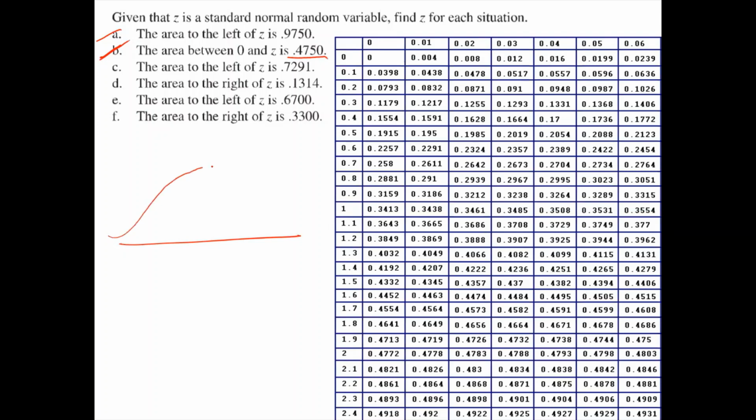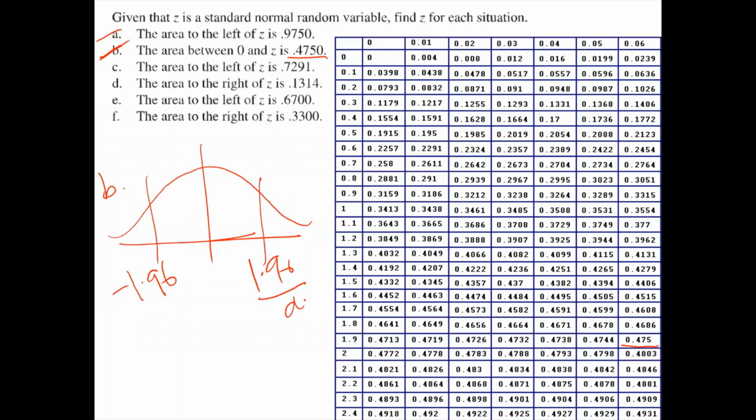So I always tell you to draw the curve first to solve the problem. So 0.4750 on both the sides, and 0.4750 is 1.96. So the answer for the second is 1.96 on the positive side and 1.96 on the left-hand side. That is the answer for B. The answer for A is only this.